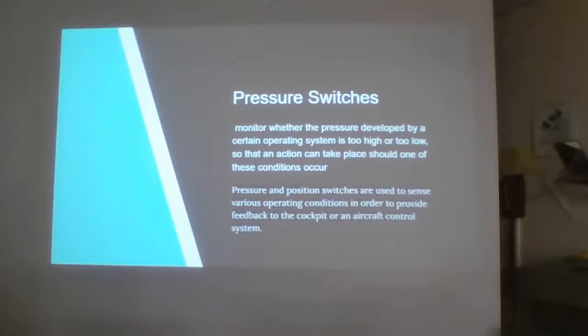And we have pressure switches. Okay, so pressure switches monitor whether the pressure developed by a certain operating system is too high or too low, so that an action can take place should one of these conditions occur. Pressure and position switches are used to sense various operating conditions in order to provide feedback to the cockpit or an aircraft control system. Okay, so just a fancy way of saying that we can have pressure switches that act as pressure regulators. They send electrical signals if the pressure gets too high or too low.